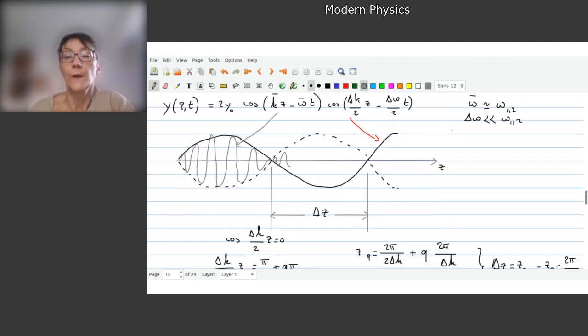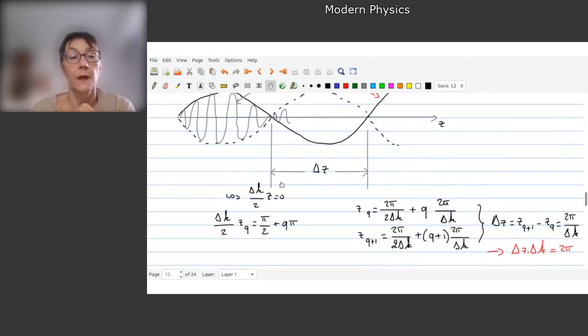And so we can call here delta z the distance between two nodes. And where do you have these nodes? It is when this term here is 0. So you write, for example, cos of delta k over 2 z. We are not very interested in the phase, so let's say that we are at t equal to 0. So you have cosine of delta k over 2 z equal to 0, and this means that this phase here is equal to pi over 2 plus an integer number of pi, q equal to 0, 1, 2. And so this is z_q, you isolate it.